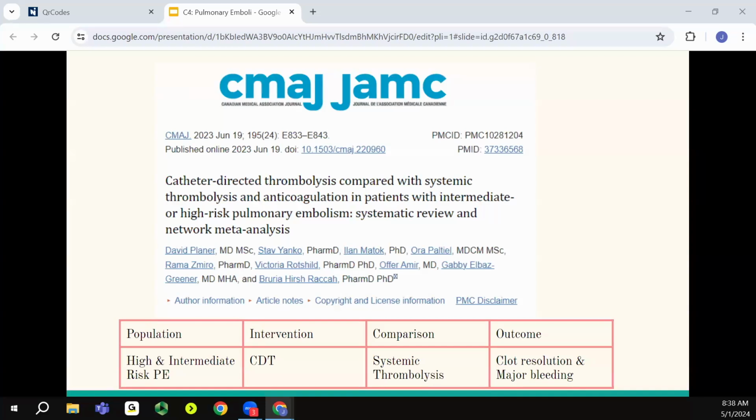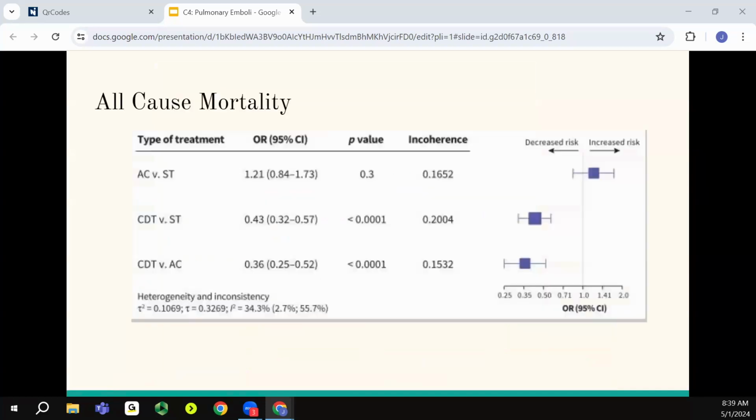It included the submassive or massive PE, the high and intermediate risk PEs. And the primary outcomes were all-cause in-hospital mortality, intracerebral hemorrhage, and major bleeding. This systematic review included 44 studies and a composite 20,006 patients. The results are pretty impressive, is what they'll try to convince you of. They show that CDT, catheter-directed thrombolysis, was associated with a lower risk of death when compared to systemic thrombolysis or anticoagulants.